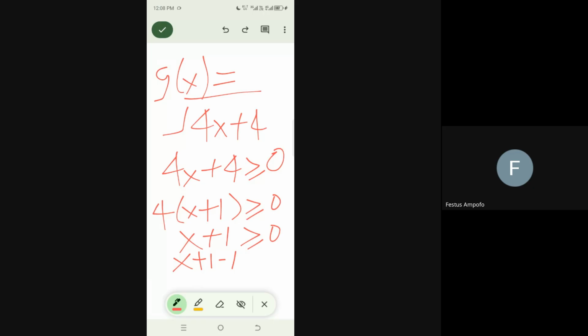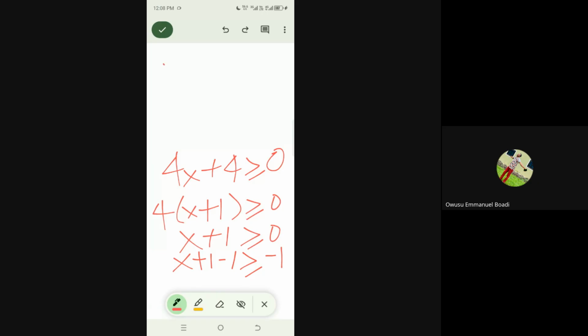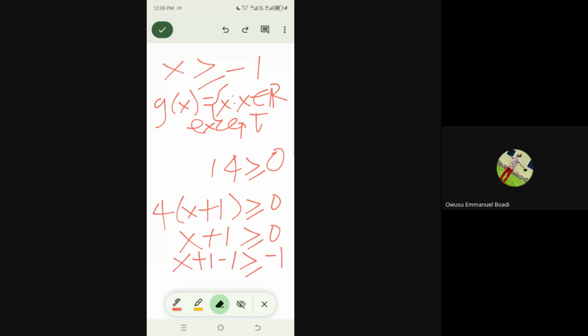What happens to the sign? Will it change or does it remain like that? It remains like that. It's remaining. Just transpose it to the other side. So meaning that x is greater than or equal to -1. So our domain of g of x is x such that x belongs to all real numbers except x greater than or equal to -1. So that is our domain.